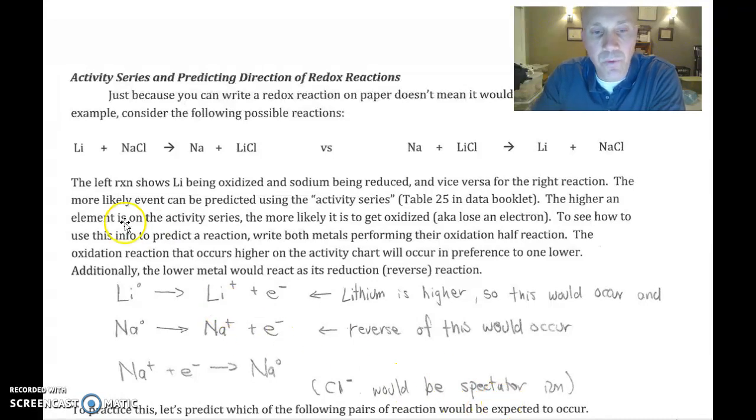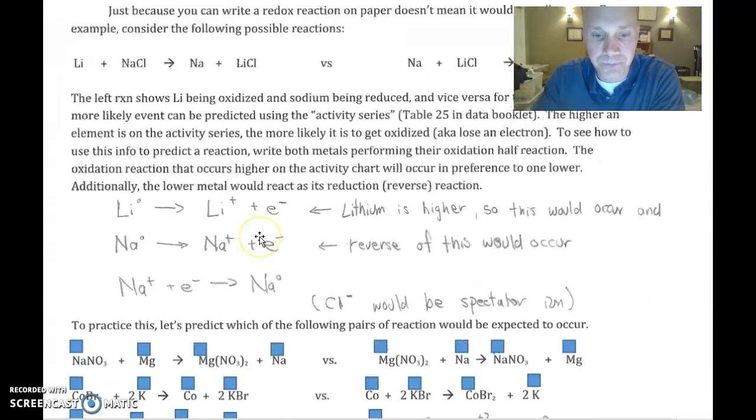I do want to point out that this reaction right here would still probably not occur. It would not occur as an aqueous solution. Sodium metal would react with water. It is possible though that if we were able to melt lithium metal, which you could do if you heated it up enough, it is possible that this reaction could occur.